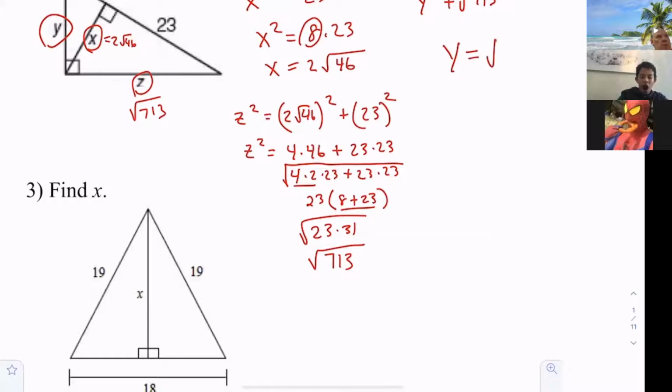Square root of, 2 radical 62. Thank you. All right, 2 radical 62. All right, moving forward, unless you speak up.